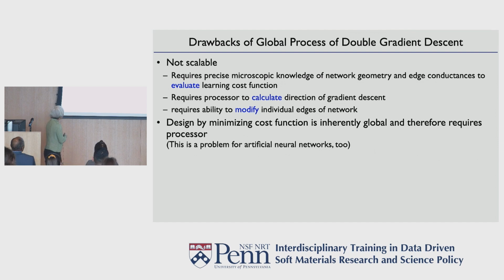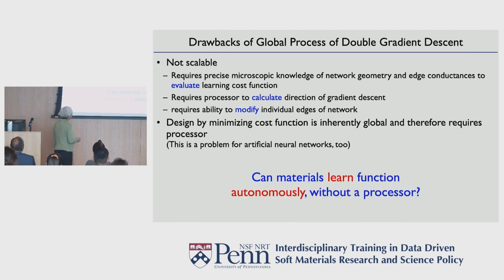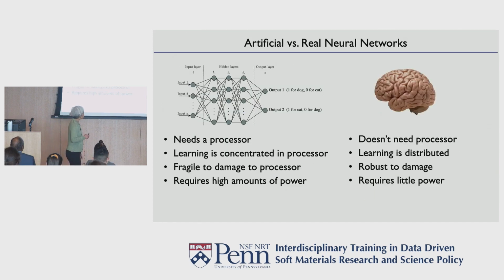And actually, this problem of this being a global problem is a hindrance for artificial neural networks, which now are extremely large. They chew up enormous amounts of power to run, and it takes us a long time to train them, okay? Because they're global. So the question was, can materials learn function autonomously, okay, without a processor?